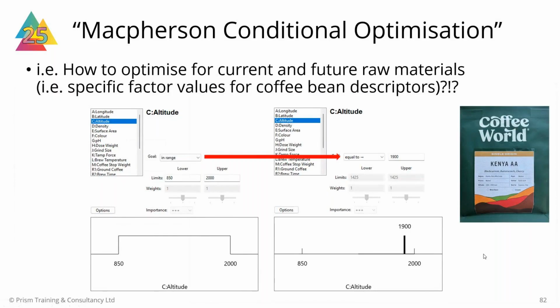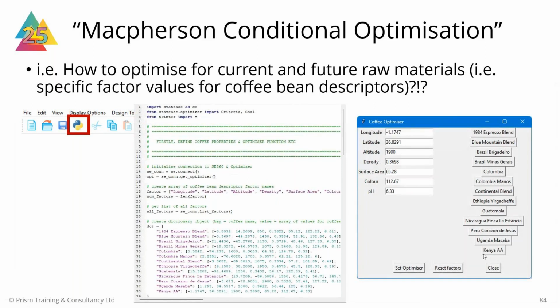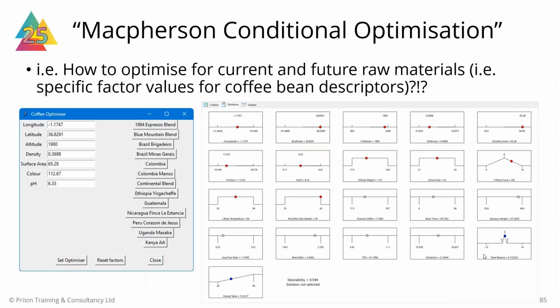Now, I'm sure lots of people have done this before, but I'm naming and claiming this. I'm going to call this McPherson conditional optimization because I developed a Python tool to make this really easy to apply. So with, again, Stat-Ease 360's Python integration, I created a little dialog that made it really easy for me to dial in the settings for any of my coffees, and then Design Expert could tell me how I could set my brew temperature, tamp force, etc. to make the most of that individual blend.